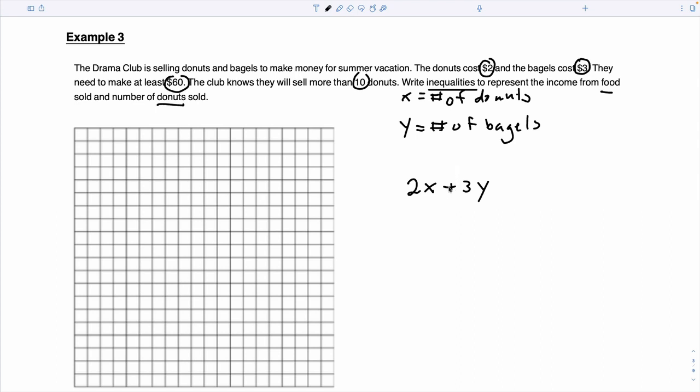Sure. Yeah, if you made the x the bagel, that's fine. 2 is the donut, 3 is the bagel. They need to make at least 60. Box at least. What inequality goes in between? Yeah, and it's going to start being a little more automatic the more you see this similar language.